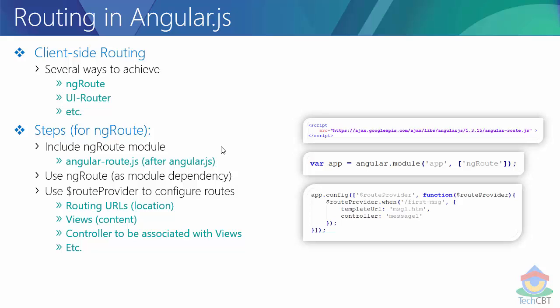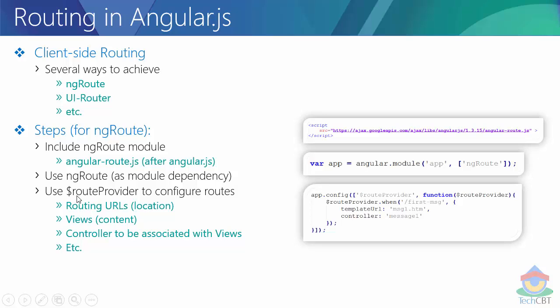And the next thing is that you need to configure your routes. Whenever I say configure your routes, you are specifying what locations, not what URLs, what views are made available, and those views are supposed to be linked with what controllers. All of these specifications of those particular routes are nothing but configuration. And you can configure all of those routes using the service provider which is available as part of the ngRoute module, that is routeProvider.